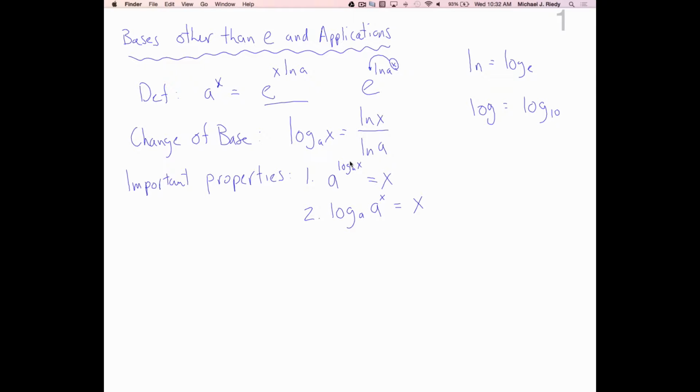All right, what happens if we want to solve, let's change colors here, the following problem?